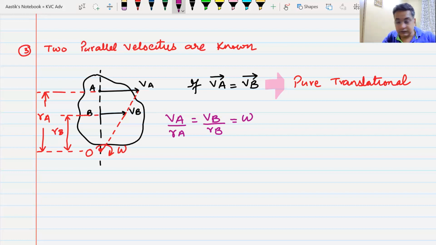Yes, sir. Anyone has noted this down? I'll give you 1 minute to note it down, and then I'll give you one question. Completed, sir. Now remember, whenever I talk about any 2 points, one of those points can be the center of mass as well. Doesn't matter. You must know the velocities of 2 points. Do we understand this? Yes, sir.